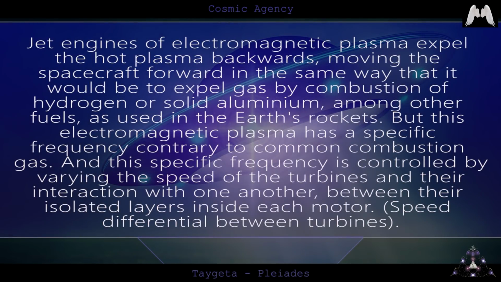Jet engines of electromagnetic plasma expel the hot plasma backwards, moving the spacecraft forward in the same way that it would be to expel gas by combustion of hydrogen or solid aluminium, among other fuels, as used in the Earth's rockets. But this electromagnetic plasma has a specific frequency, contrary to common combustion gas. And this specific frequency is controlled by varying the speed of the turbines and their interaction with one another between their isolated layers inside each motor.